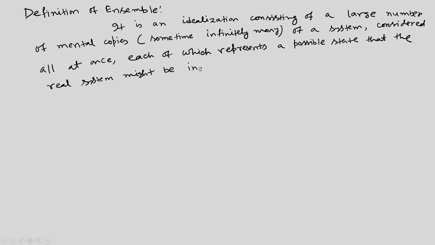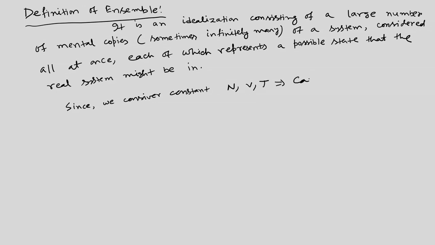So, what is the definition of ensemble? Ensemble is an idealization consisting of a large number of mental copies, sometimes infinitely many, of a system considered all at once, each of which represents a possible state that the real system might be in. Okay. So, since we consider constant N, V, T, we are basically describing canonical ensemble. So, in canonical ensemble, number of particles, volume of the system and temperature are fixed.